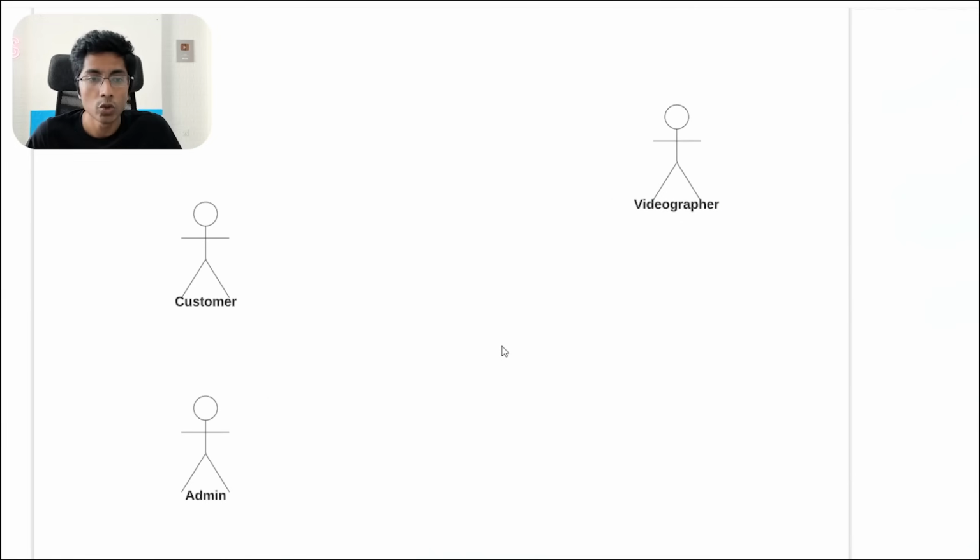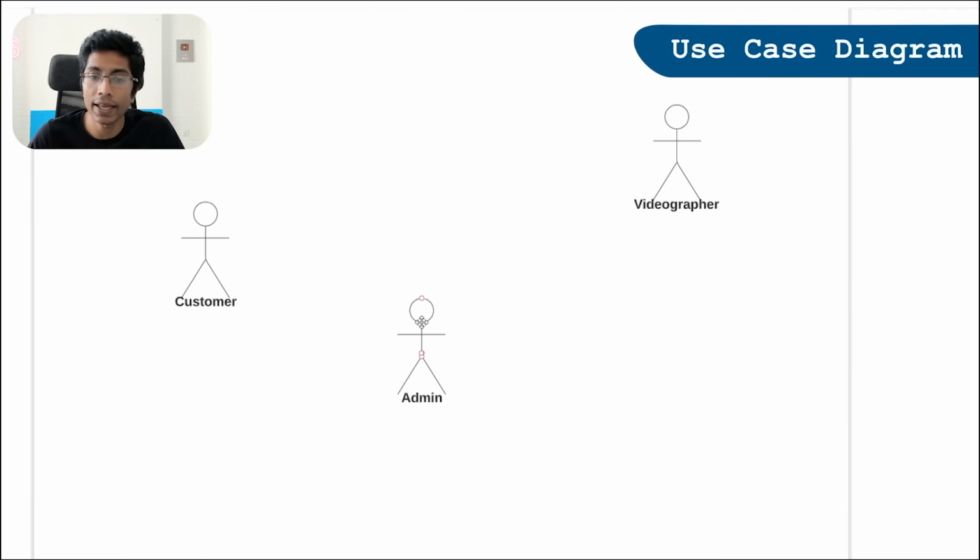For example, you can see 3 actors in this system. An actor is a person who can do actions. So an admin can do actions in our system. They can add videos, maybe. A videographer is a person who can upload videos.